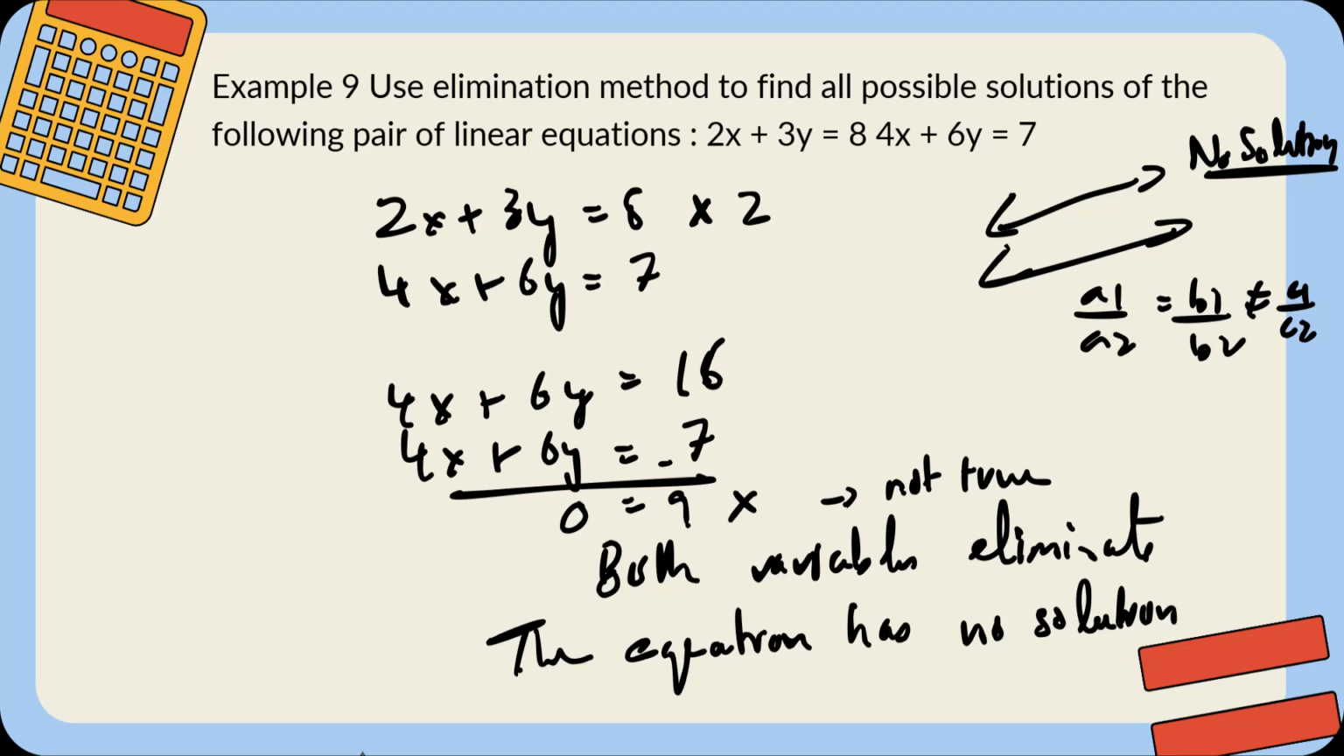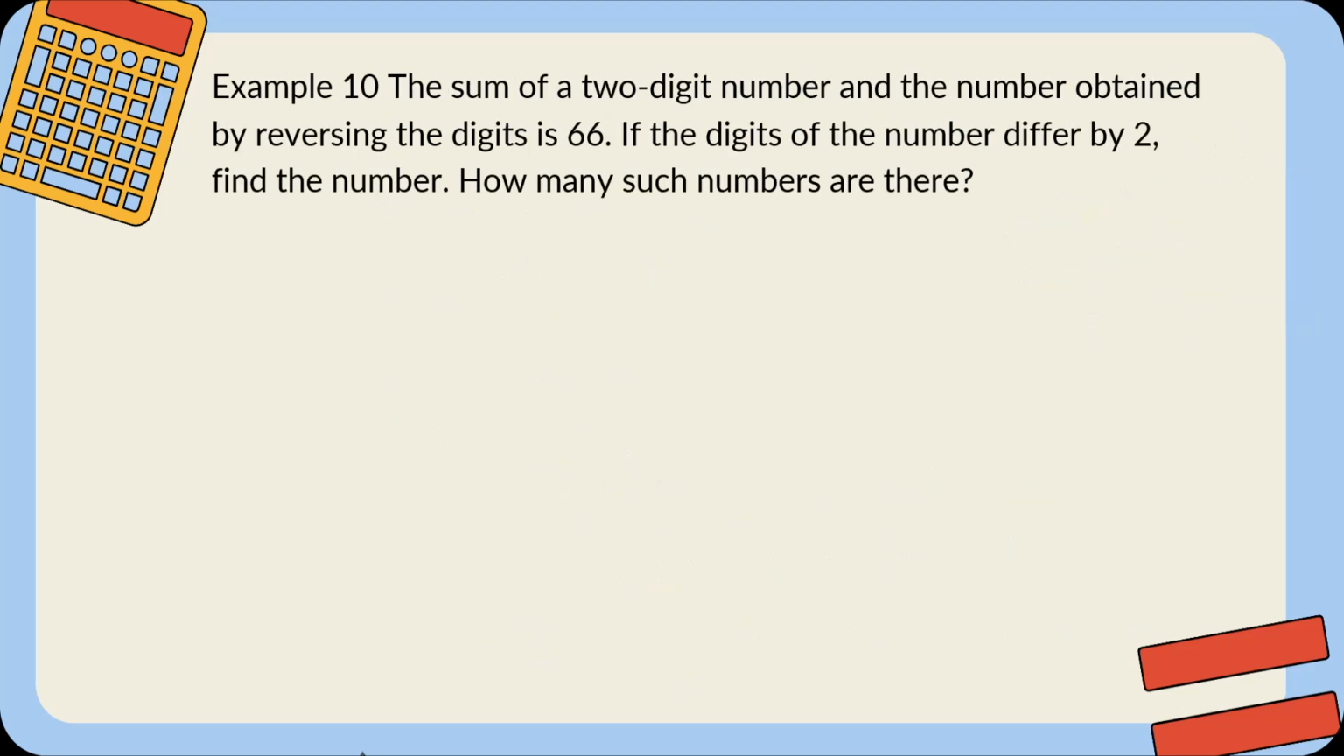The sum of a two-digit number and the number obtained by reversing the digits is 66. If the digits of the number differ by 2, find the number. How many such numbers are there? Okay, so we know x and y. That's how we write the numbers, right? So we have x and y.